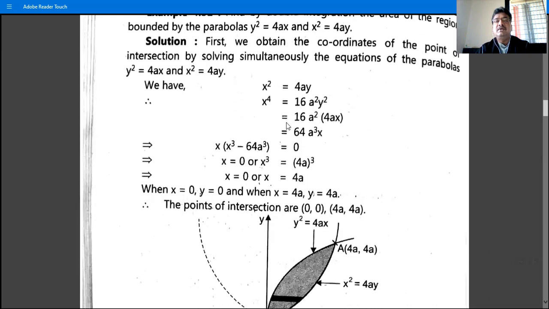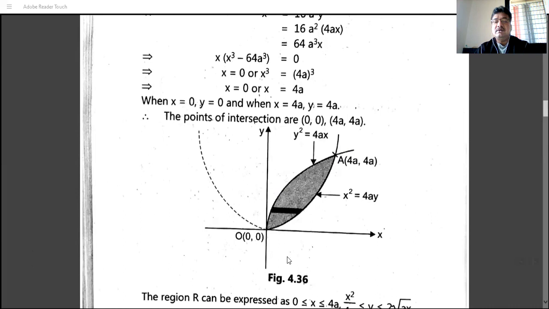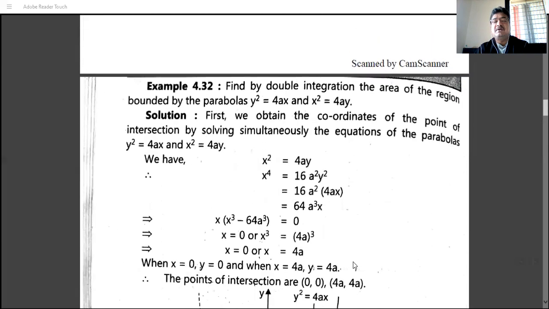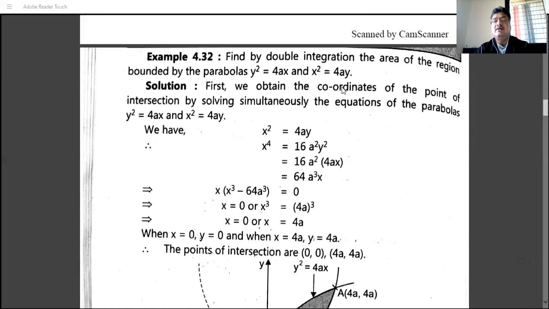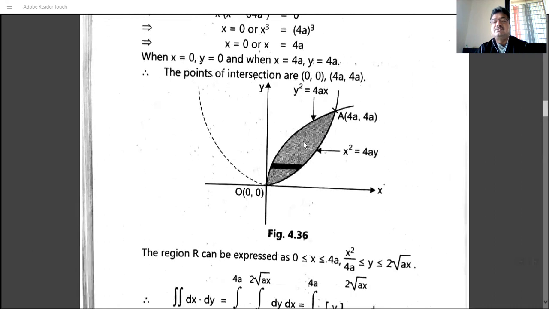So y² = 4ax is the equation of a parabola around the x-axis. y² means around the x-axis. Draw this parabola. And x² = 4ay means the parabola around the y-axis. So this is the parabola around the y-axis, and its equation is x² = 4ay, and this is the area bounded by these two parabolas.